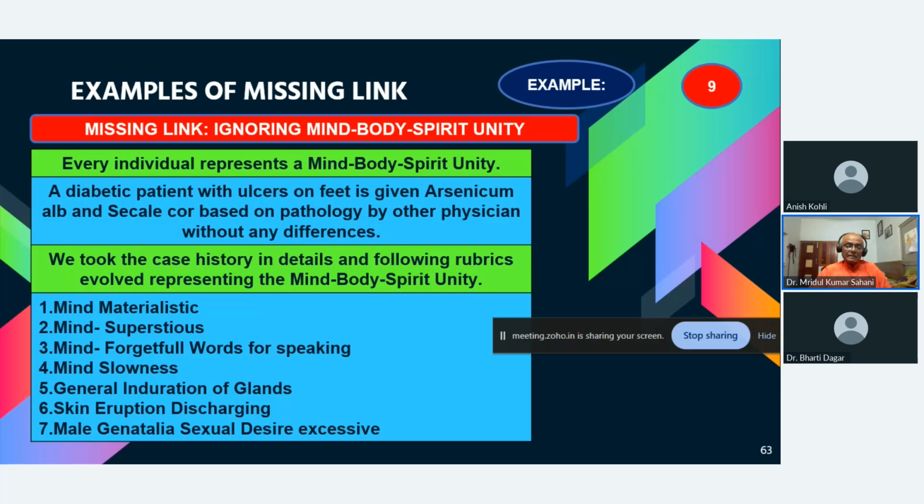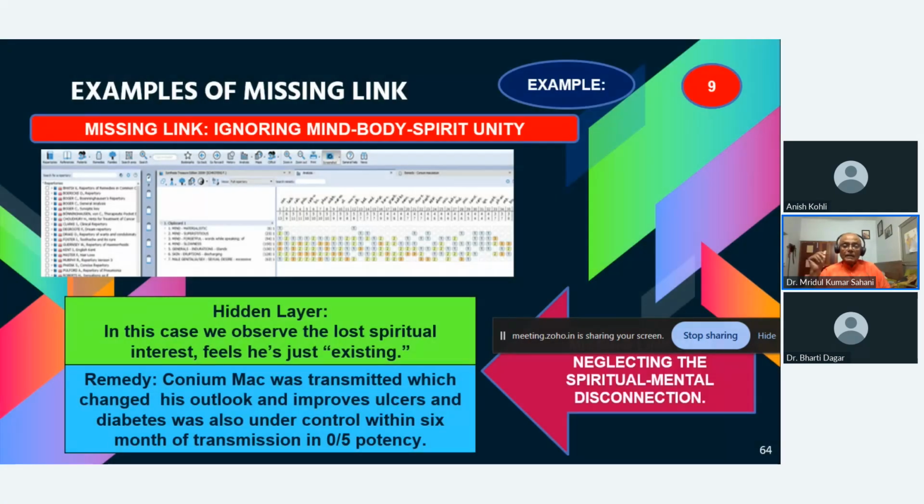Mind materialistic, he was very materialistic in nature. Mind superstitious, and he was forgetful of words while speaking. Slowness, induration of glands, skin eruptions discharging, and sexual desire excessive. You can guess the medicine, and its hidden layer was that spiritual interest was existing. So Conium mac was given in 0/5 potency, and things came under control within 6 months.